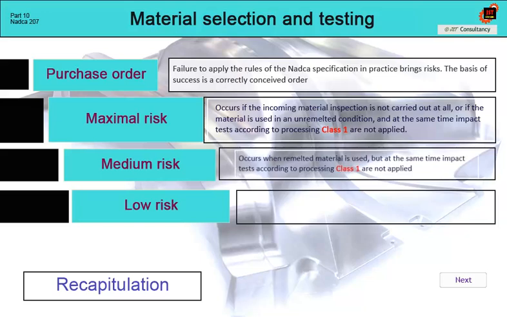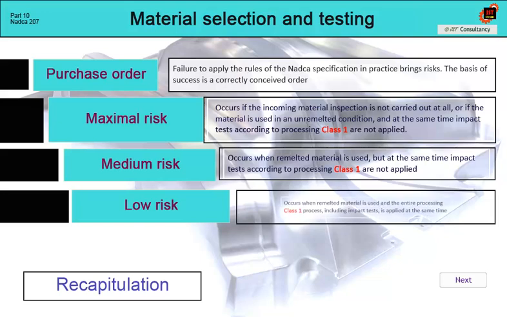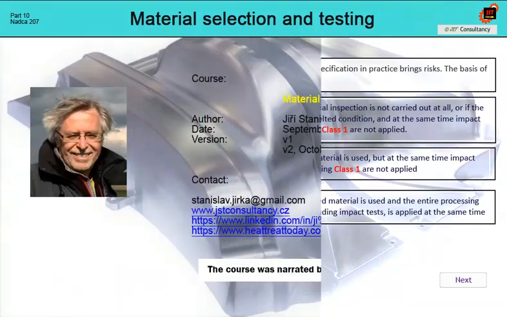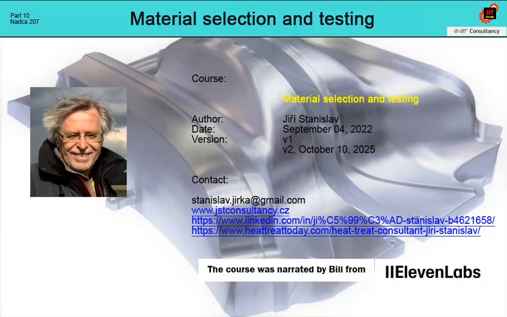Medium risk occurs when remelted material is used, but at the same time, impact tests according to Processing Class 1 are not applied. Low risk occurs when remelted material is used and the entire Processing Class 1 process, including impact tests, is applied at the same time. The course on material selection and testing is over.